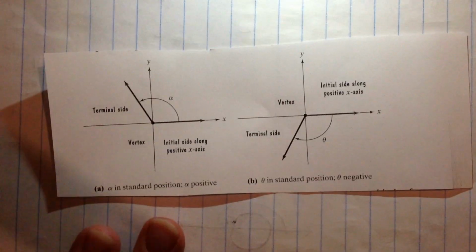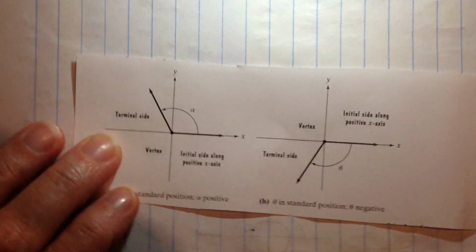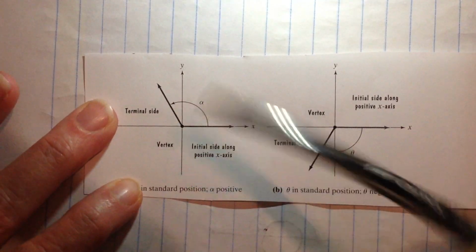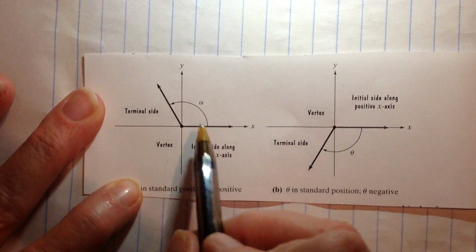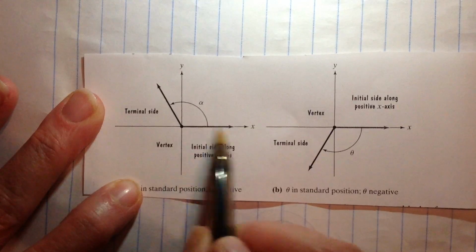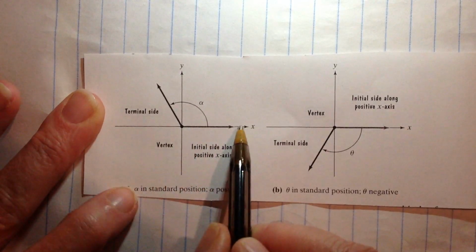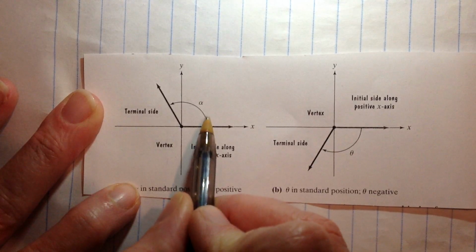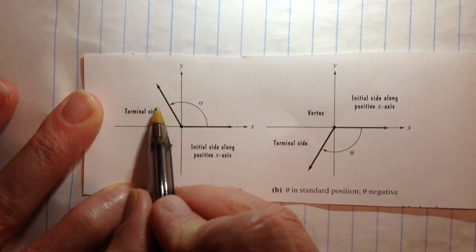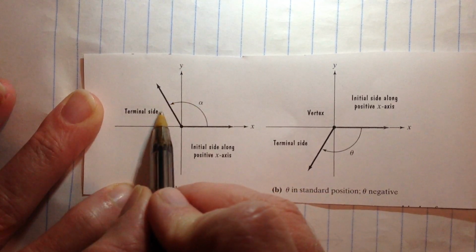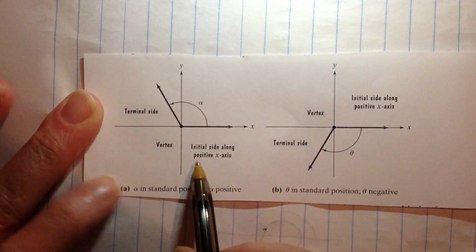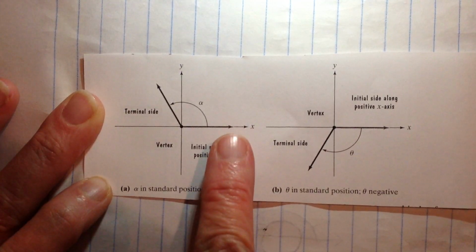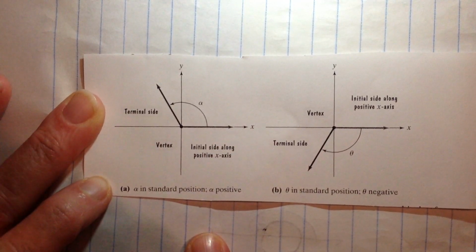Okay, looking here, we have the rectangular coordinate system here, the x and the y-axis. You see this side is the initial side and it is on the positive side of the x-axis. And your angles are formed by counterclockwise rotations. Then we have our terminal side. So here the initial side is along the positive x-axis. So this is an angle that is in standard position.